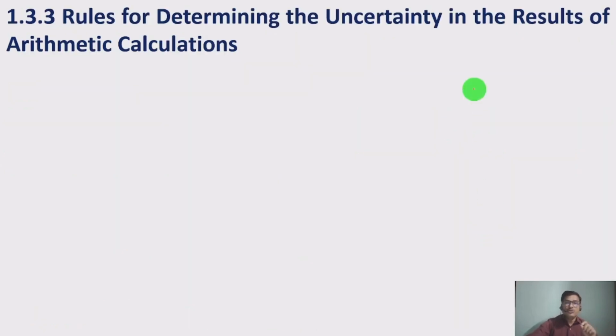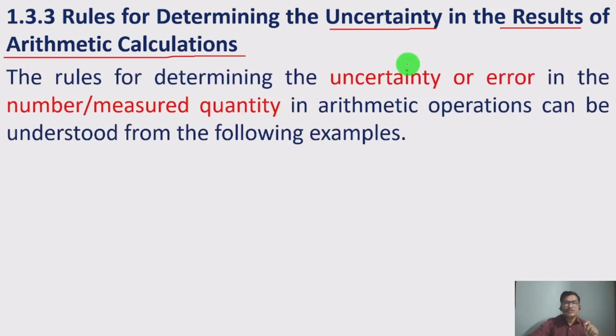Then here are some rules of determining the uncertainty in the results of arithmetic calculations that we have to discuss, as part of the syllabus in this first year physics chapter, units and measurements. The uncertainty is the error. To understand the rules, we are going to take some examples. What is meant by uncertainty? The rules for determining the uncertainty or error in a number or measured quantity in arithmetic operations can be understood from the following examples.